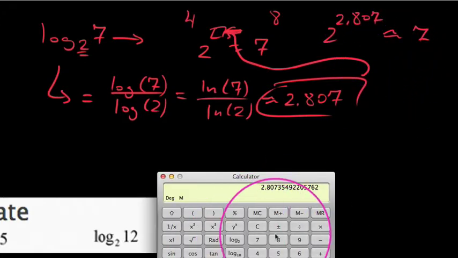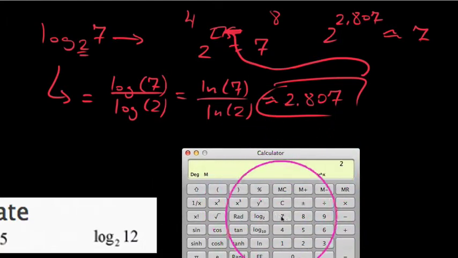Let's just go ahead and check this here. We say 2 to the power of 2.807, and we should get sufficiently close to 7, which we did.